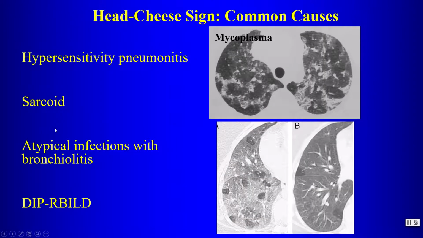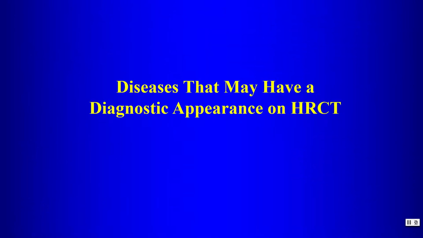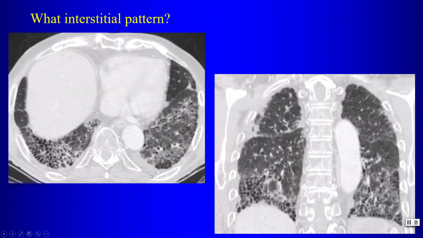So the most common disease that gives you the head cheese sign is hypersensitivity pneumonitis, but other diseases that can be associated with it are sarcoid, atypical pneumonias, and DIP. RBILD might also be associated with the head cheese sign. Now, for the next part of this, let's go through diseases, and all of this should be familiar to you at this point. Diseases that might have a diagnostic appearance on high-res CT.